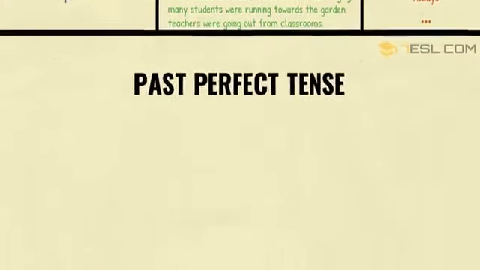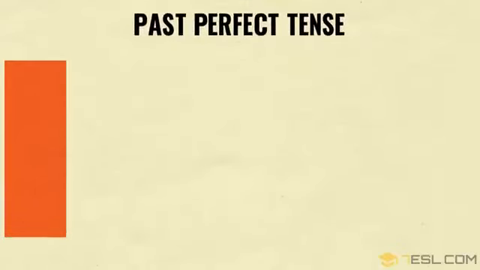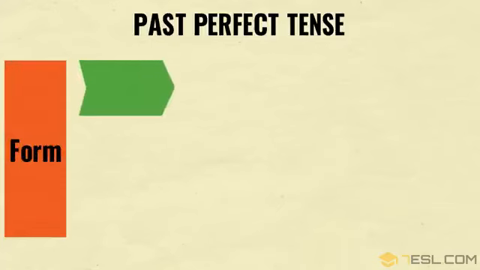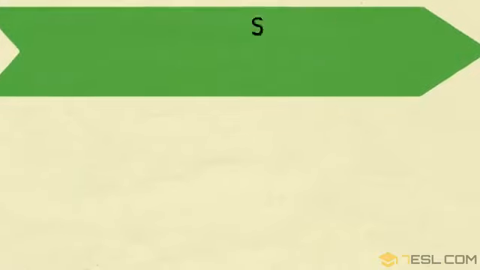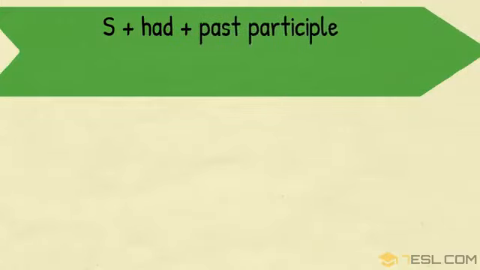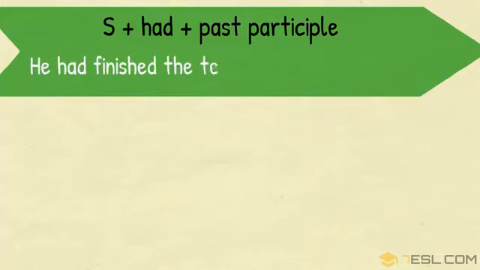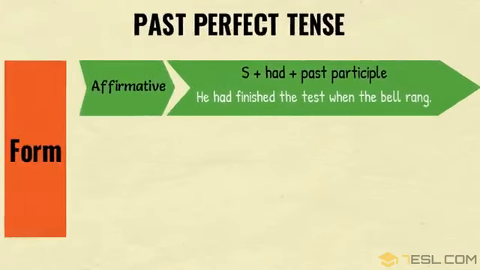Past perfect tense. Form. Affirmative: subject plus had plus past participle. He had finished the test when the bell rang.